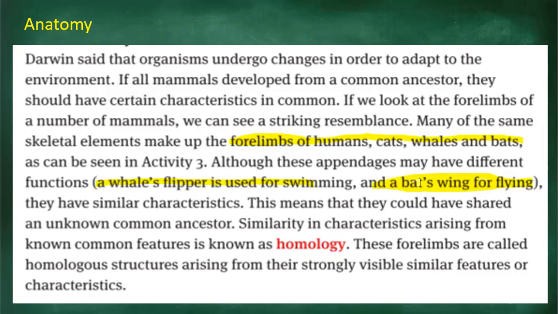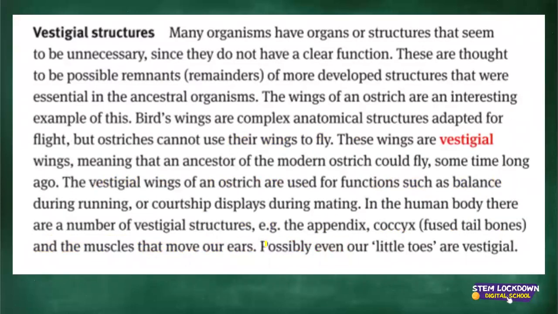Similarity in characteristics arising from a common ancestor is known as homology. So whenever you're asked about homology, it's the similarity in characteristics arising from common features. That is called homology. These forelimbs are called homologous structures, arising from their strongly visible similar features or characteristics. I'll show you the activity today, whereby we can look at the different forelimbs of these different organisms and see how similar they are.